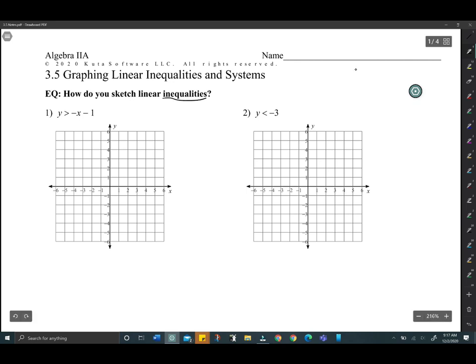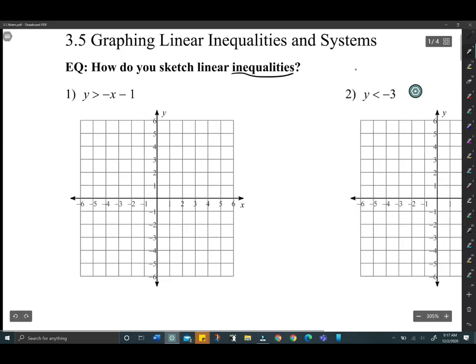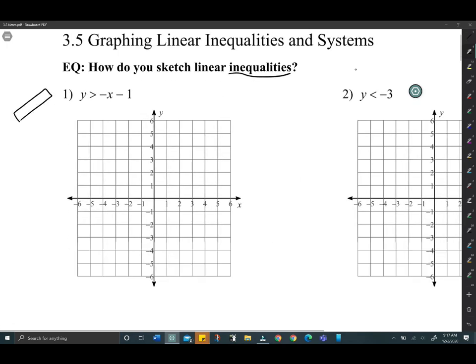So our central question is, how do you sketch linear inequalities? For the most part today, what you're going to need is this paper and a pencil. A ruler will be helpful if you have one, to make some nice lines. Other than that, we'll get started.